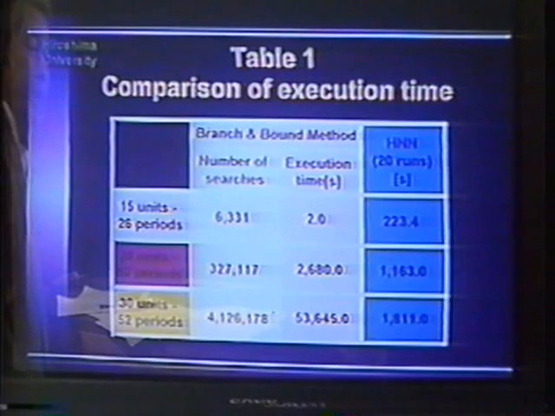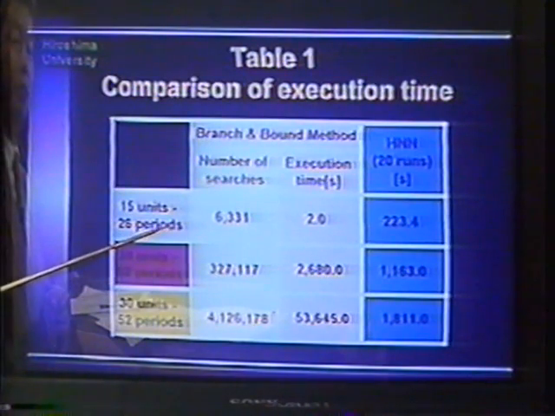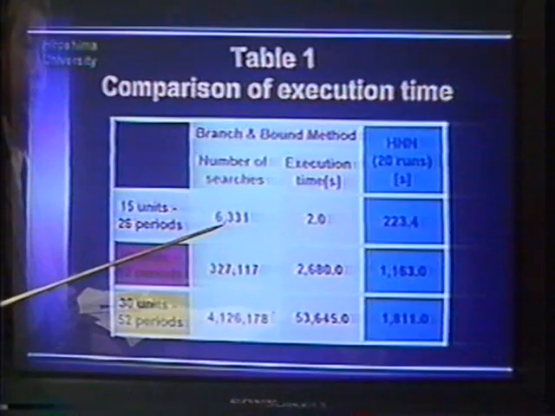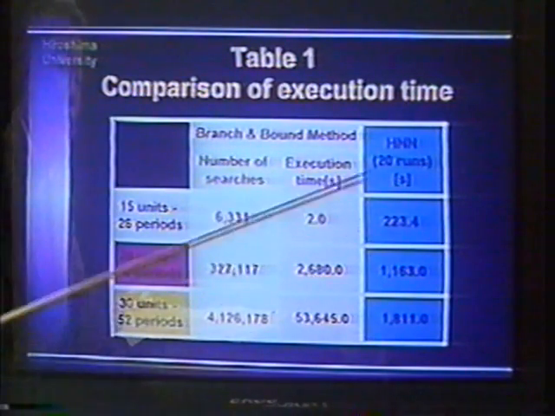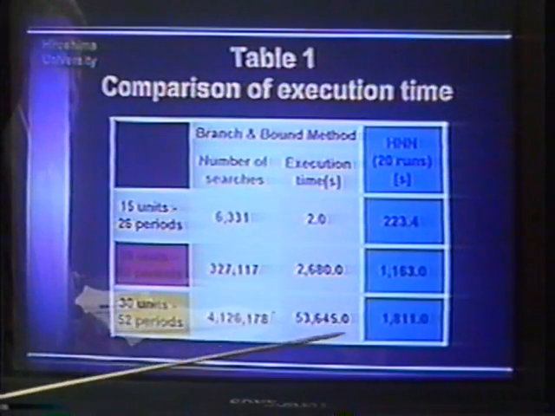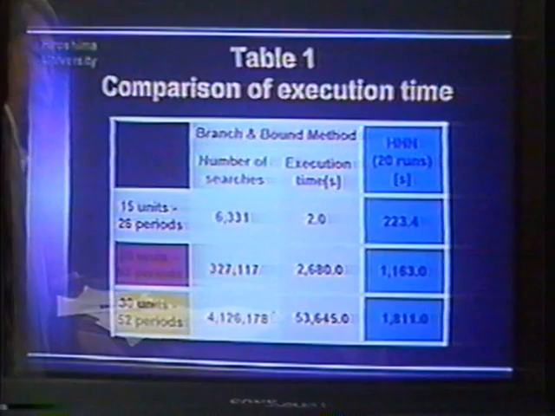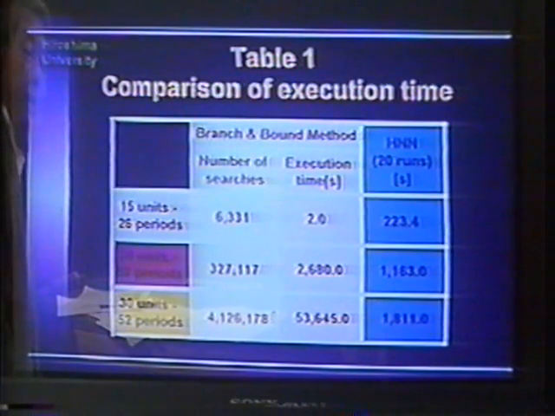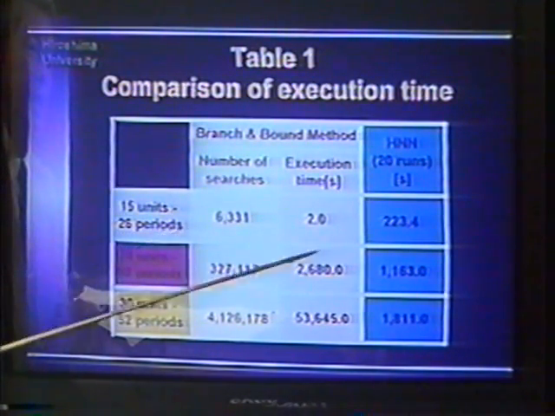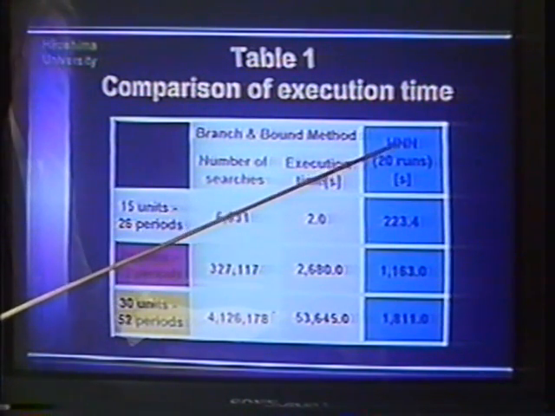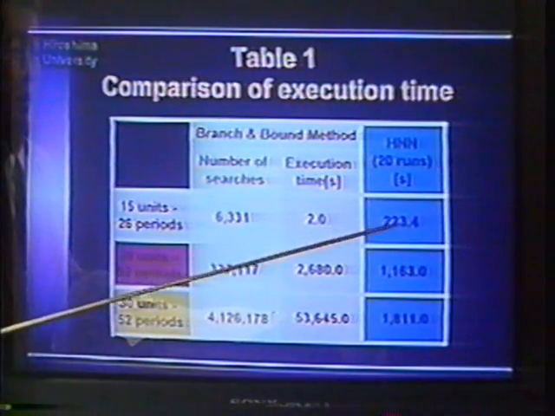And we use computers, Sun SPARCstation 10, 100 MIPS. And for the 15 units, 26 periods problem, the number of searches is only 6,331. So the solution time is only 2 seconds. On the other hand, Hopfield neural nets for 20 runs requires over 200 seconds. And this means that for small-scale problems, Hopfield neural nets cannot compete at all with the branch and bound method. But in this case, I should say that even Hopfield neural net could obtain the optimal solutions.